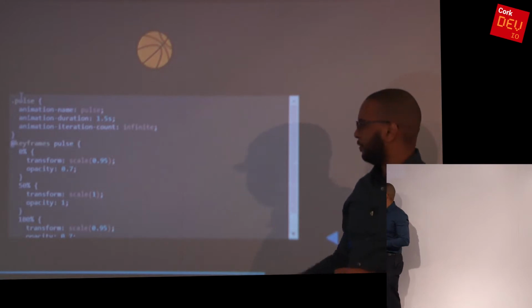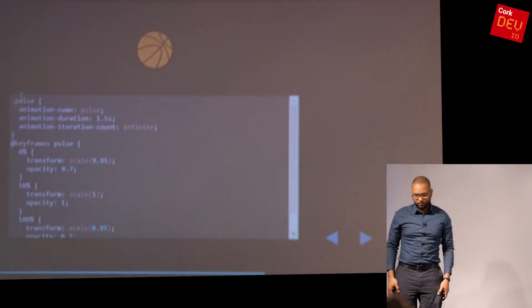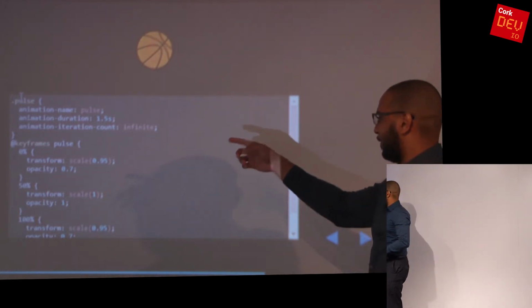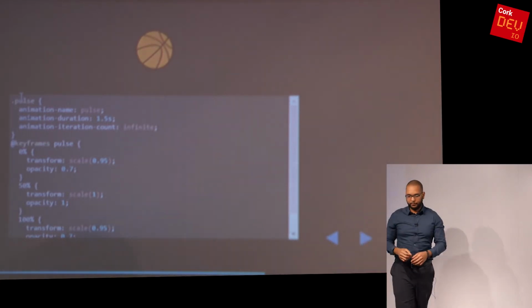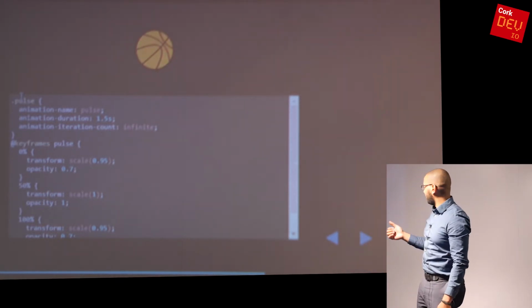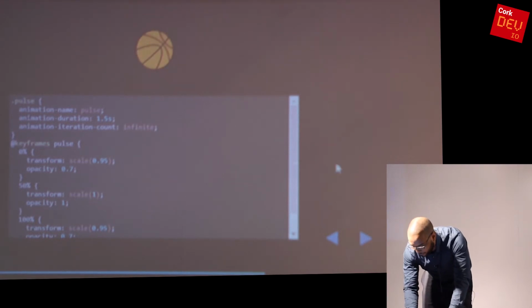As with a lot of properties in CSS, there is a shorthand for animations. Instead of defining each one independently, like name, duration, iteration, you can just write animation and pass the values to it, like the animation name, the duration, delay, and so on and so forth.